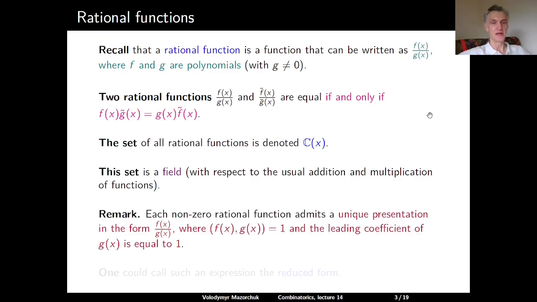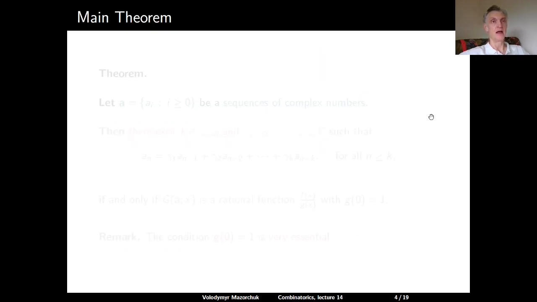We remark that each non-zero rational function admits a unique presentation in the form f of x divided by g of x, where the greatest common divisor of f and g is 1, and the leading coefficient of g is equal to 1. We can call such an expression the reduced form of the rational function. Now we can formulate our main theorem.